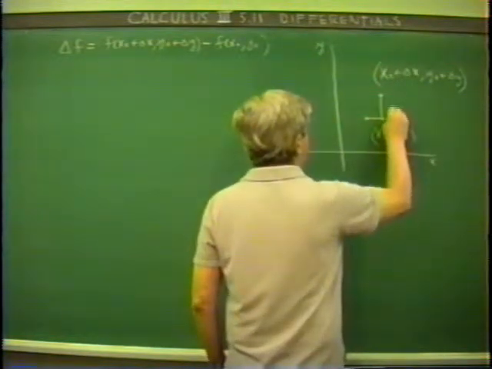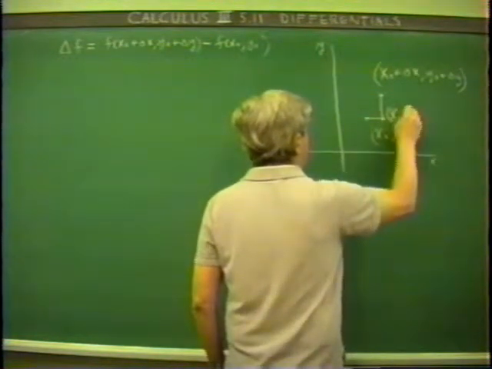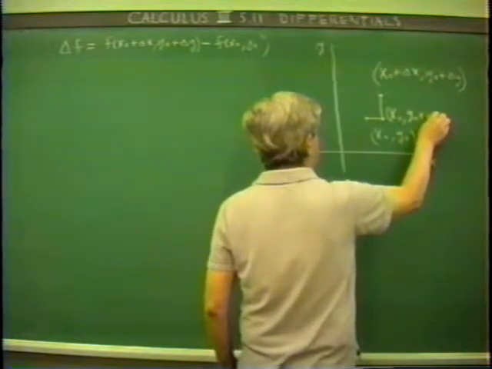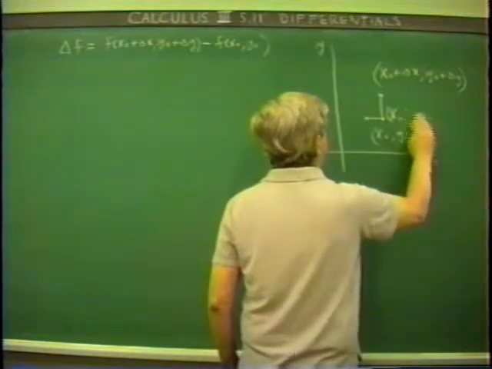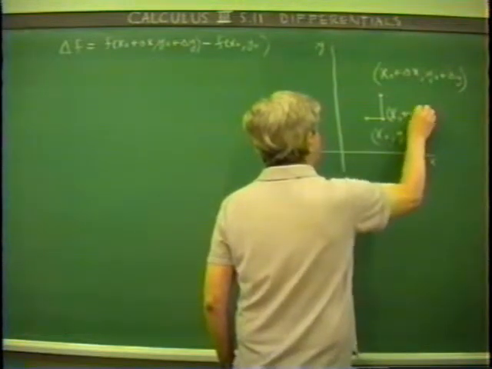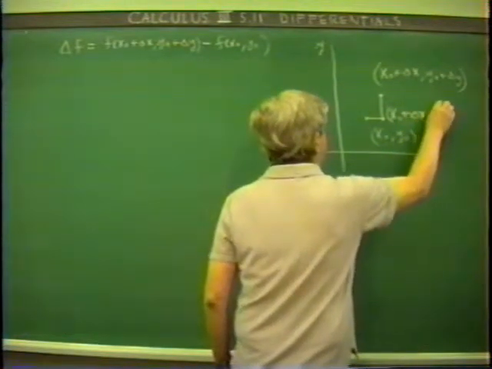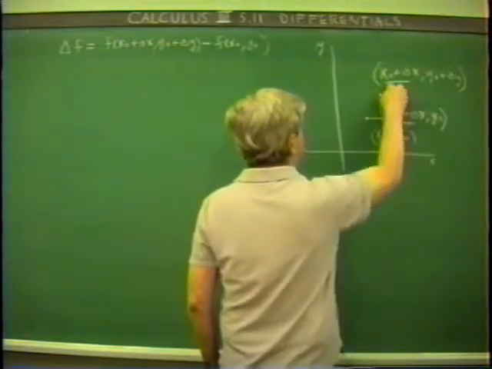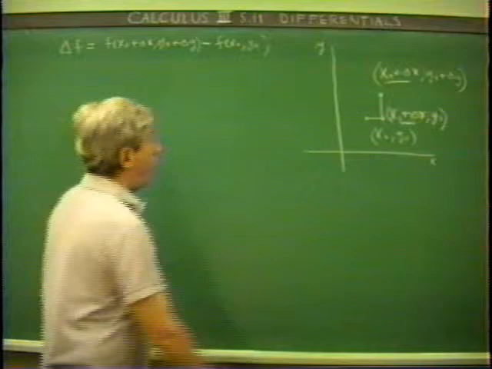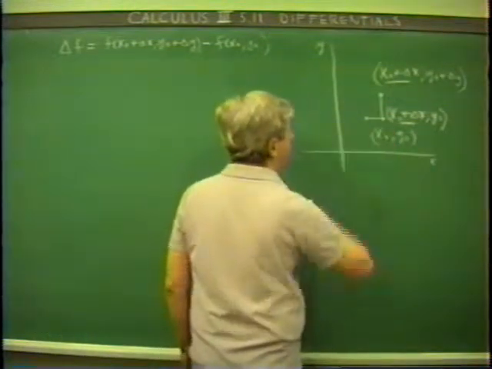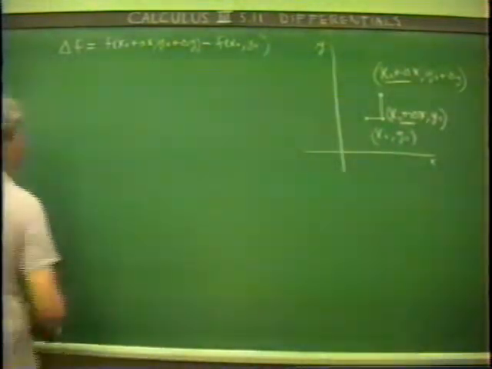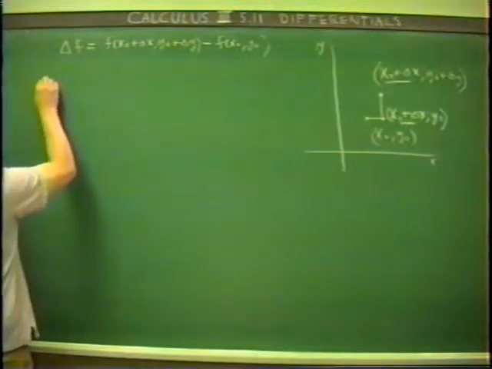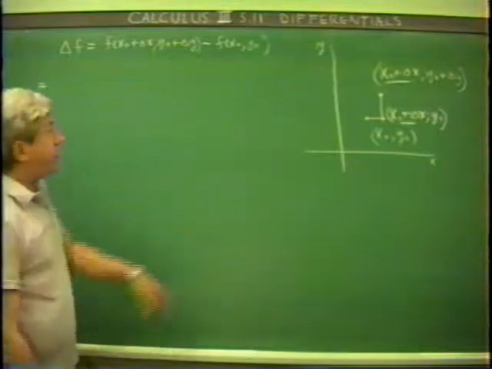Now I want to complete this triangle here so that this third point, as I've drawn it, is the point x naught, y naught plus delta y. I'm sorry, it's the point x naught plus delta x, y naught. It's got the same x value as this point above it here, and the same y value as the point to the left of it.